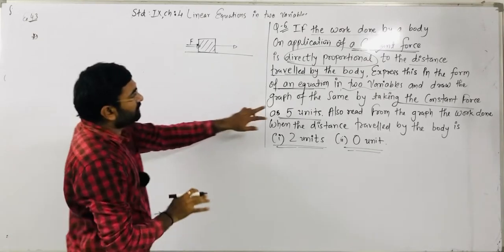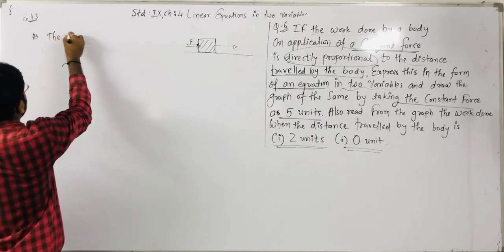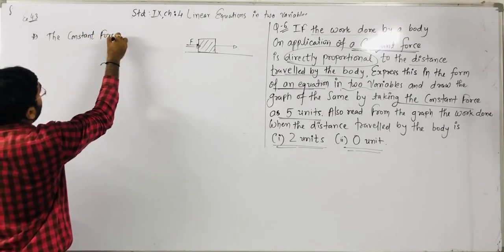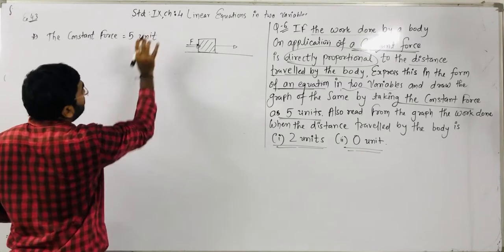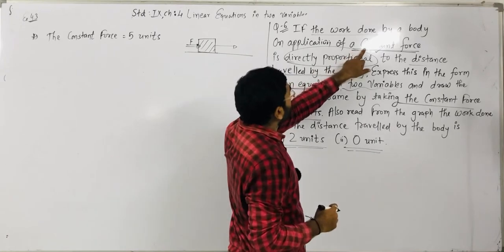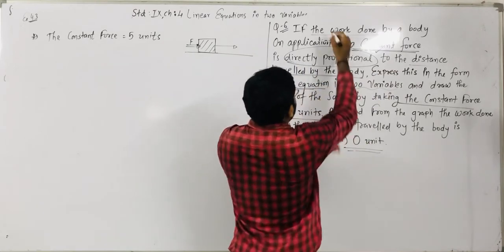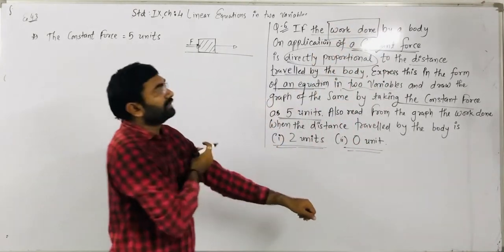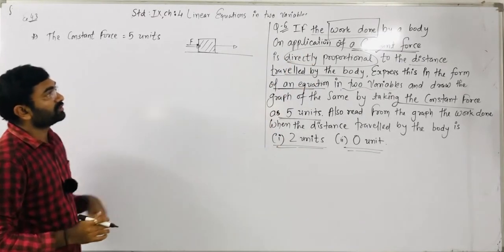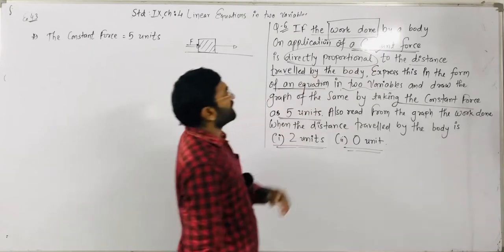Here, the given thing from the question is the constant force, which is how many? 5 units. Right? 5 units given. Now, there are two things they mention. The work done is directly proportional to the constant force and to the distance traveled by the body. That much work is done. And that equation you also learn in science. In a science textbook, one of the equations given is: work done is directly proportional to the constant force and the distance traveled by the body.